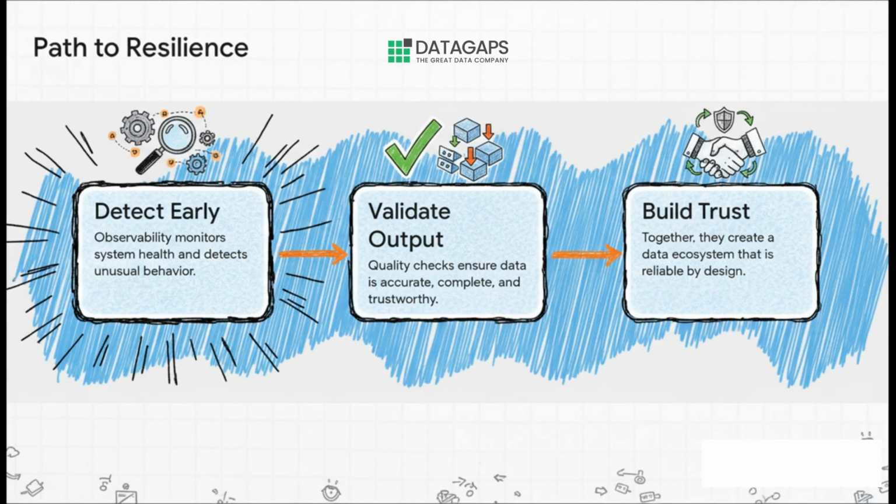So this gives us a clear path, right? A roadmap to a data practice that's actually resilient. You start with observability to catch those weird behaviors early, way upstream. Then you use your quality checks to validate the final output downstream. You put them together, and you finally have an ecosystem that's reliable by design, not just by luck.